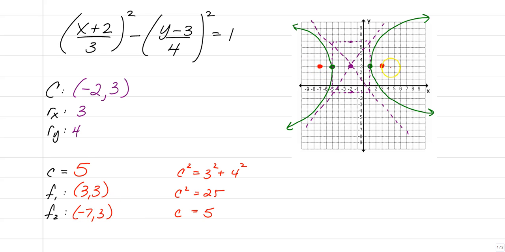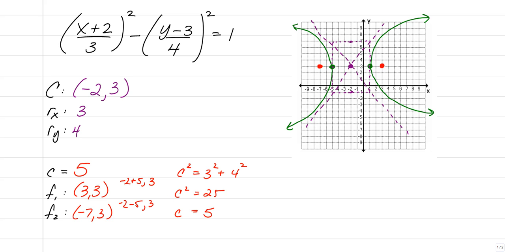Now here's the thing. If it opens left and right, your foci go left and right. So your y value is not going to change. So this would be -2 plus 5 and -2 minus 5, and that's how you get those answers. So again, you can just graph them first, but if they turn out to be decimals, if it's opening left and right, it's just (-2 plus 5, 3) and (-2 minus 5, 3). The x is what's changing because it's opening left and right.